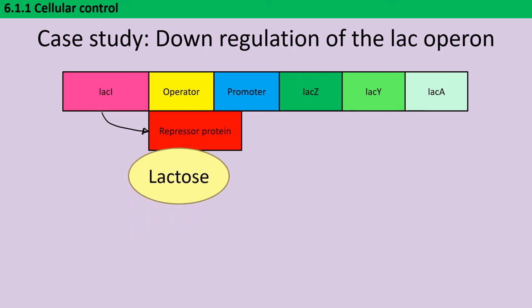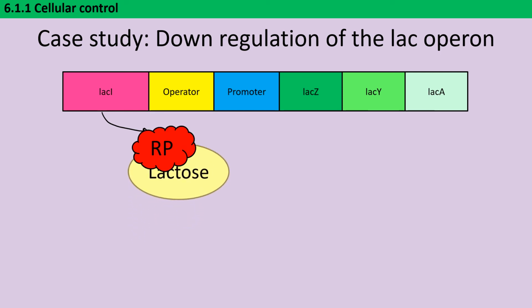Now, in the presence of lactose, this changes. Lactose interacts with the repressor protein, and when it does, the repressor protein changes shape. Because it's changed shape, it can't bind to the DNA in the same way anymore. This then means that the promoter is available and RNA polymerase is able to come and bind. So therefore the 3 genes can be expressed because they can be transcribed.